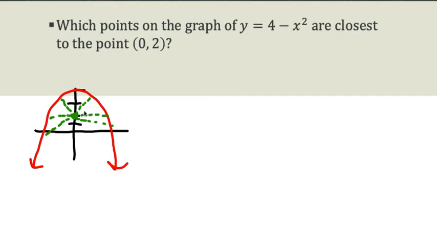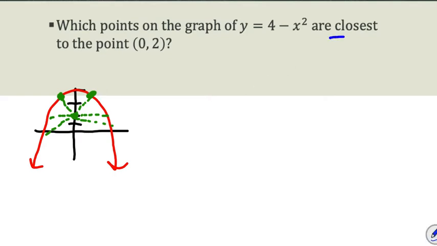Now, because this is symmetrical here, the only time we would have one answer would be if it is the vertex, okay? Other than that, if there's a point, let's say for example, if this point right here is closest, there's also going to be one on this side that's symmetrical because it's a mirror image around the y-axis. So that's something to think about as well.